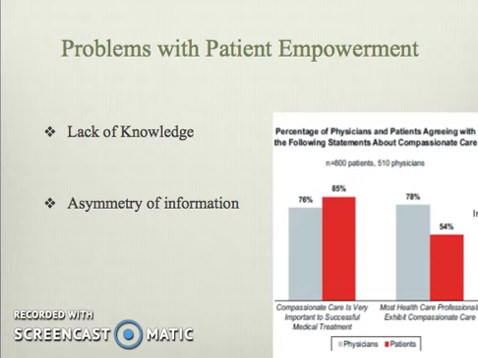So looking at the chart on the right, it represents the percentage of physicians but also patients when it comes to answering 2 questions. The first question being, compassionate care is very important to successful medical treatment. As you can see, the percentage of patients answering this question is very high. It's around, let's say, 85%. However, when asked about healthcare professionals exhibiting compassionate care, only 54% of patients stated that physicians do so. As you can see from the difference in percentages between the patients and the physicians, there is an asymmetry of information.